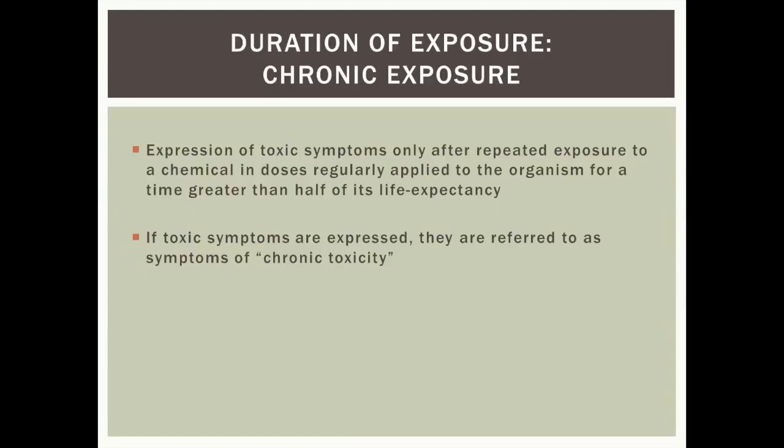Moving on, we have chronic exposure. Chronic exposure is the expression of toxic symptoms only after repeated exposure to a chemical in doses regularly applied to the organism for a time greater than half of its life expectancy. If the toxic symptoms are expressed in this case, they are referred to as symptoms of chronic toxicity.